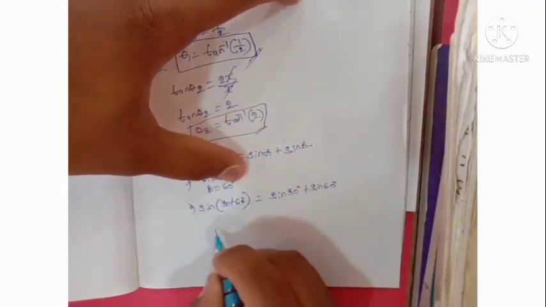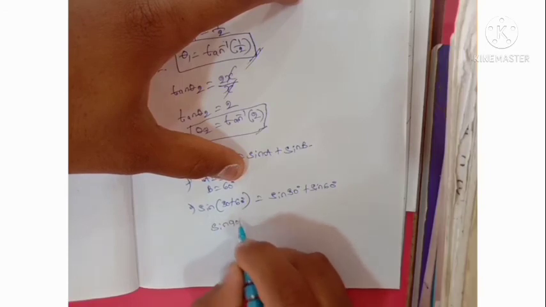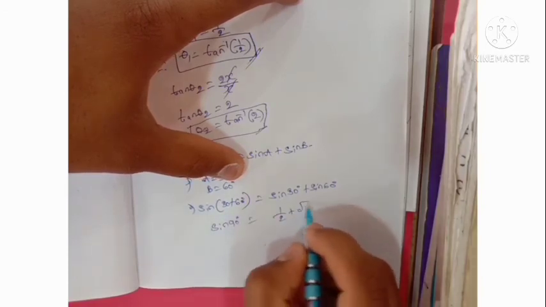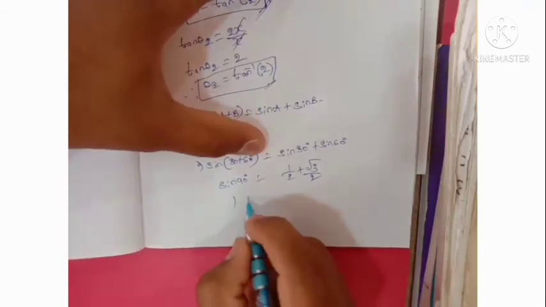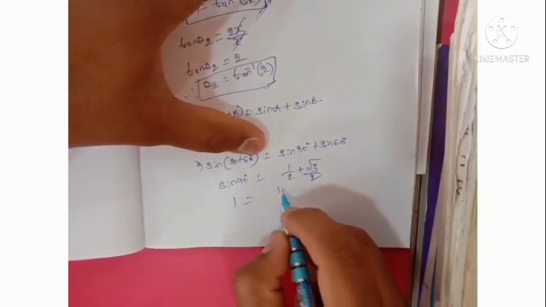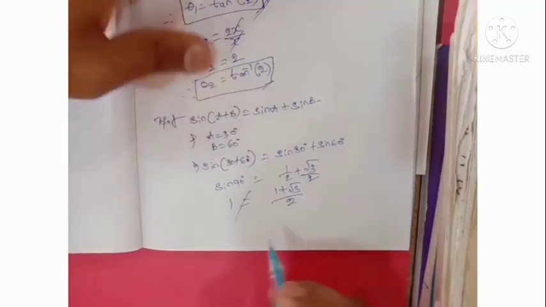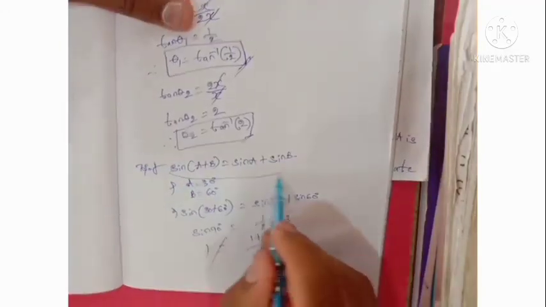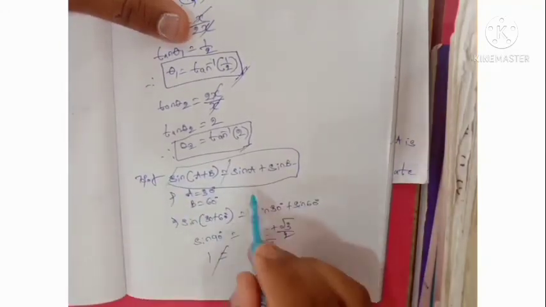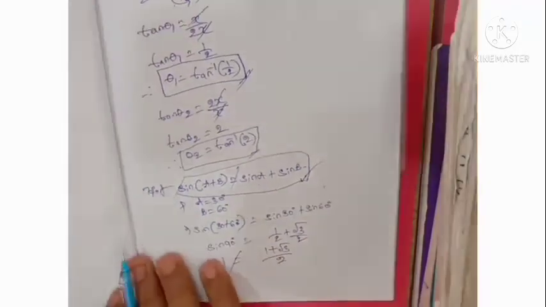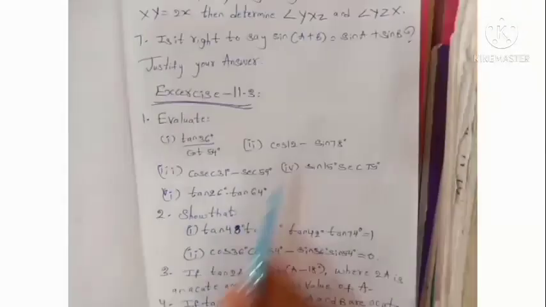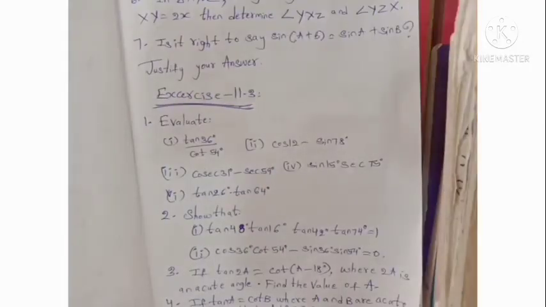Sin(30 + 60) is sin 90. Here sin 30 is 1 by 2, sin 60 is root 3 by 2, and sin 90 is 1. Here 1 and 1 by 2 plus root 3 by 2 are not equal. Then sin(a + b) is not equal to sin a plus sin b. This is wrong. Okay, here is the completion of exercise 11.2.